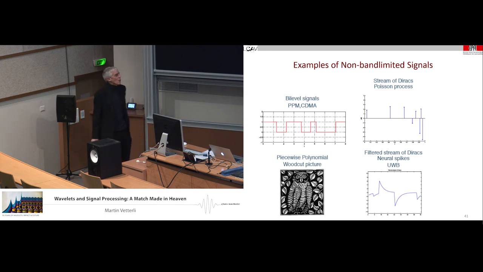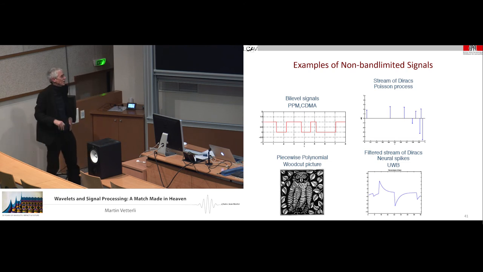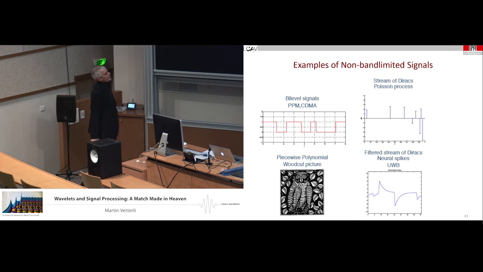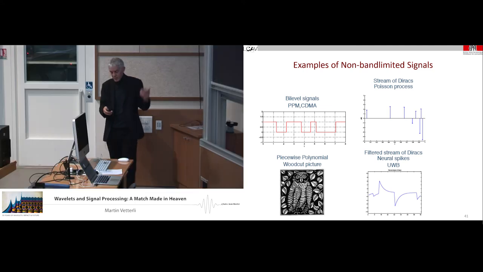Okay, let me use strong words here, because I'll say where we should go next, right? So you take a woodcut, right? I mean, this has smooth contours, but very sharp edges, right? So that's very far from band-limited. But also in communications, we do this, you have natural processes and so on.